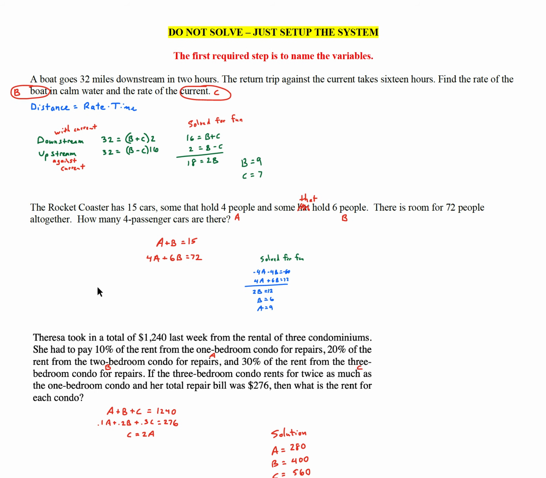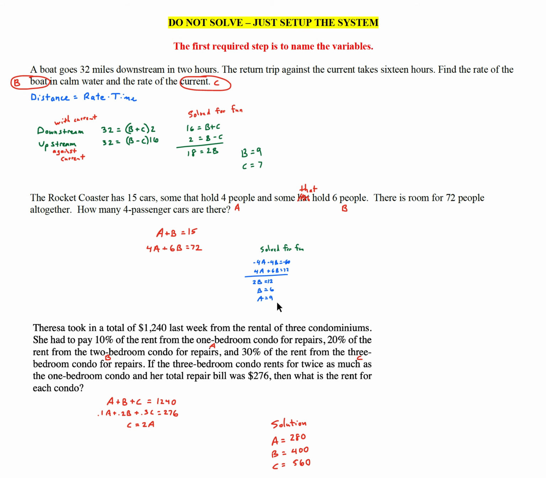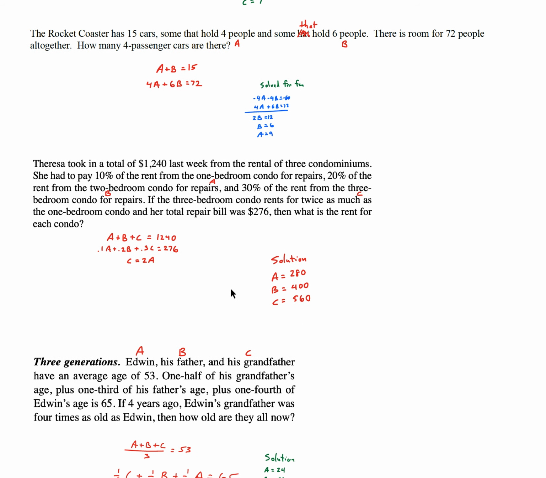This is a roller coaster, right? You got a roller coaster, it's got 15 cars. So you know the certain cars plus the other cars equal 15. And then you got 4 passenger cars and 6 passenger cars, and you had 72 people. So you can just solve. And it looks like I solved with elimination, and I got 6 and 9.